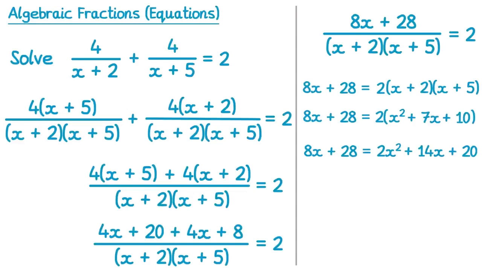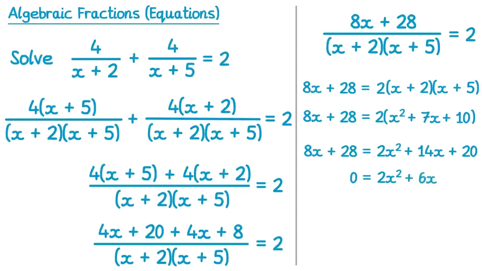When we solve these, we need to set one of the sides equal to 0. Since the 2x squared is on the right hand side, I'm going to make the left hand side equal to 0. To do this, I need to take away 8x and also take away 28 from both sides. If I took away those from the left hand side, I'd get 0. And if I take those away from the right hand side, the 2x squared will remain unchanged. But then I need to take the 8x away from the 14x, which is 6x.